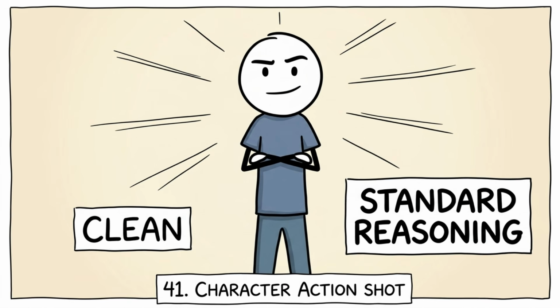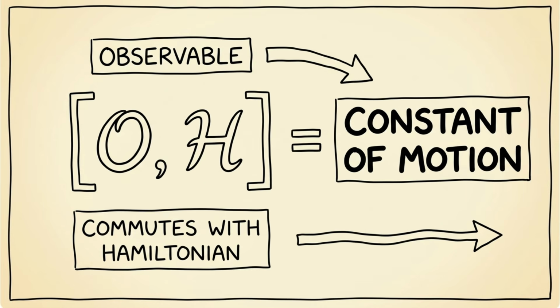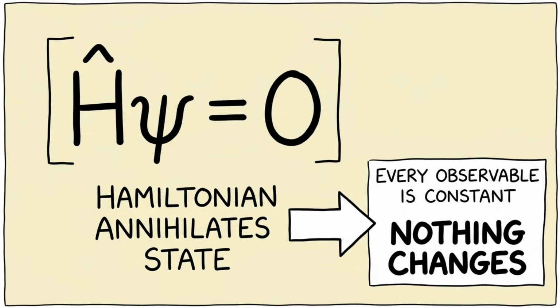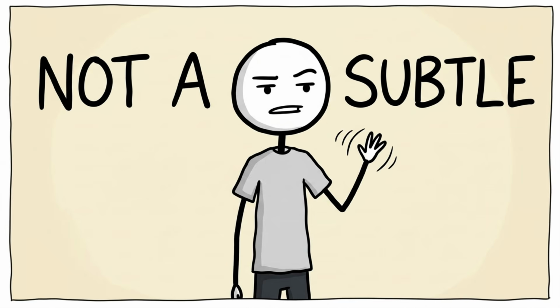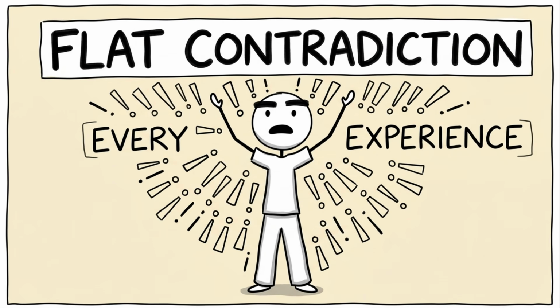The standard reasoning was clean. An observable that commutes with the Hamiltonian is a constant of motion. If the Hamiltonian annihilates the state, every observable of the whole universe is a constant of motion. Nothing happens, ever, anywhere, to anything. That is not a subtle prediction. That is the flat contradiction of every experience anyone has ever had.